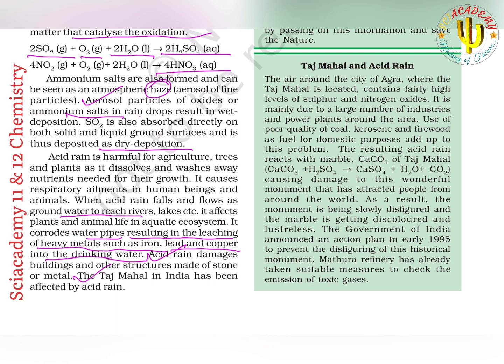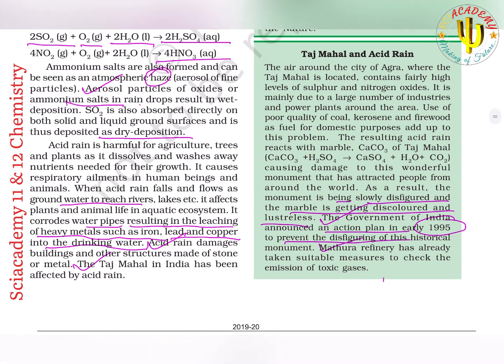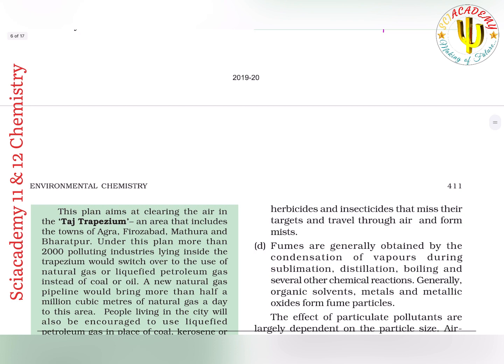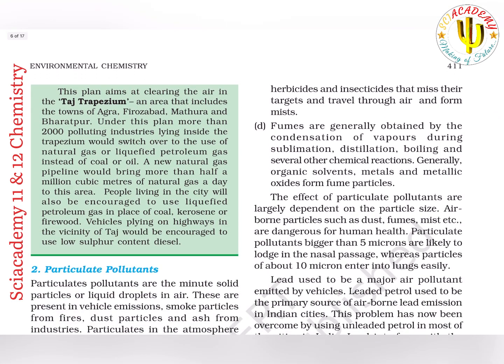As a result, the monument is being slowly disfigured and the marble is getting discolored and lusterless. The Government of India announced an action plan in early 1995 to prevent the disfiguring of this historical monument. Mathura refinery has already taken suitable measures to check the emission of toxic gases. This plan aims at clearing the air in the Taj Trapezium, that is an area that includes the towns of Agra, Firozabad, Mathura, and Bharatpur.